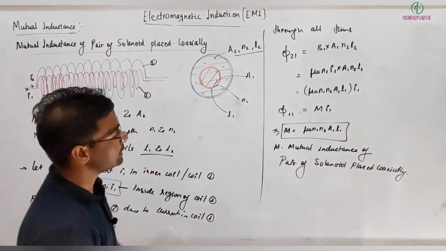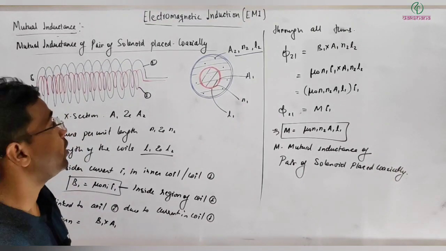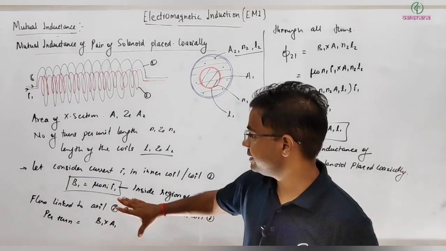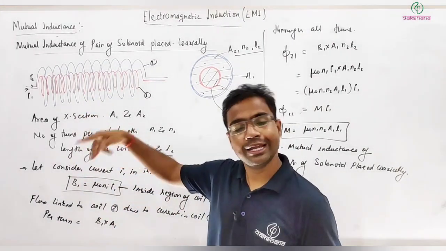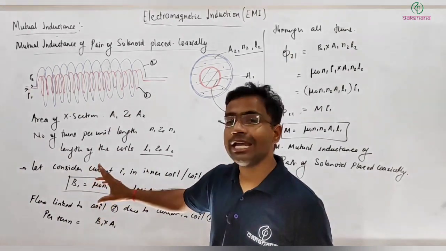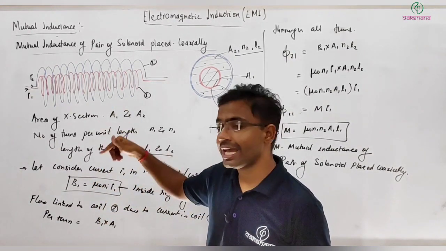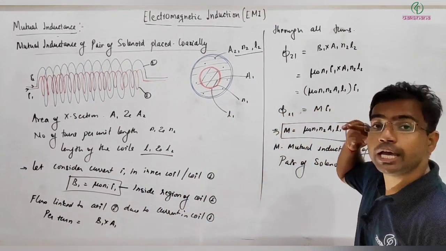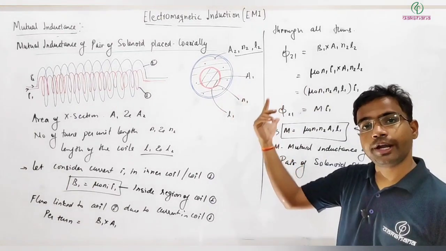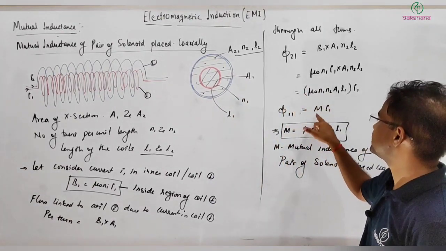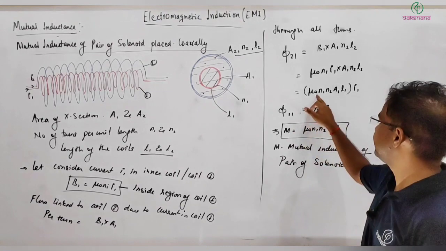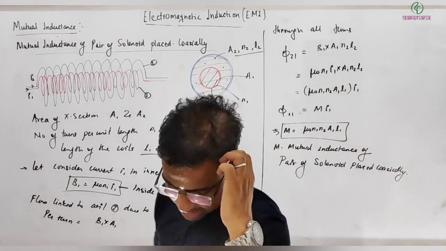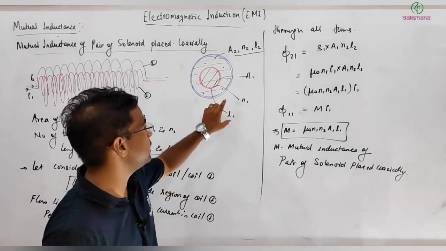We can get even this by considering the current in coil 2, or current in the outer coil. Approach is simple. We consider the current in one coil, calculate magnetic field, check in which region it is there, calculate the total magnetic flux linked to another coil due to current in one coil, which will be expressed as M into I. Just comparing these two terms, we are getting M, and that is mutual inductance due to current in coil 1.